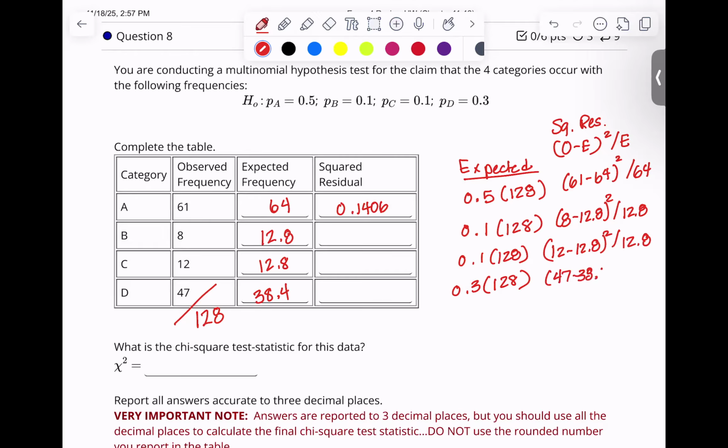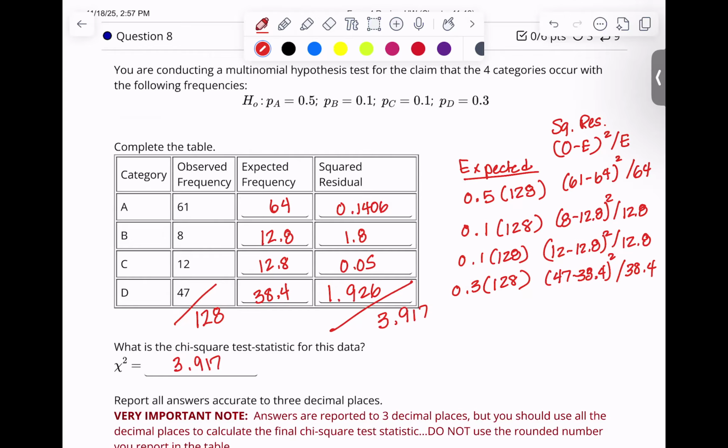It really doesn't matter in what direction I take this difference because I want to square it and force it to be positive. So I do the rest of those calculations and I get 1.8 here, 0.05 here, and 1.926. So I add the squared residual column, and that gives me the chi-squared statistic. So if I add that column up, I get 3.917.